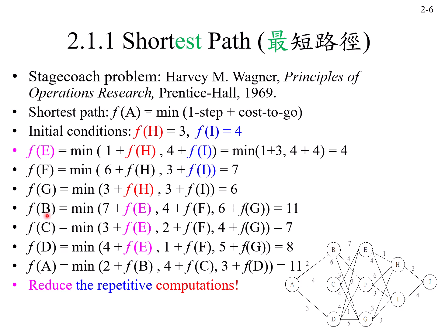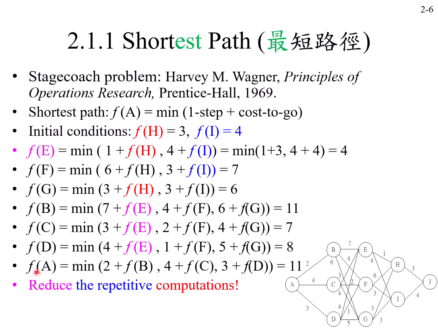So the next one is f of B, C, D. And at this stage, we have three choices here, which is 7, 4, 6 for one step and cost to go. And we choose the minimum one. And finally, for the origin.